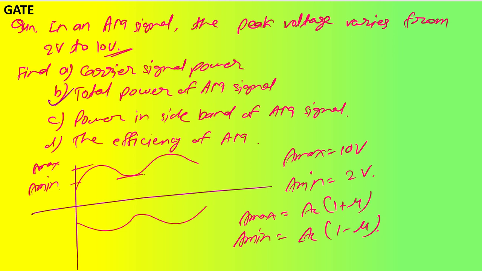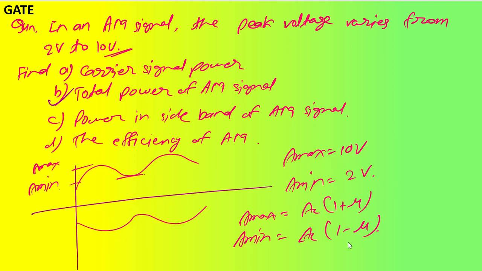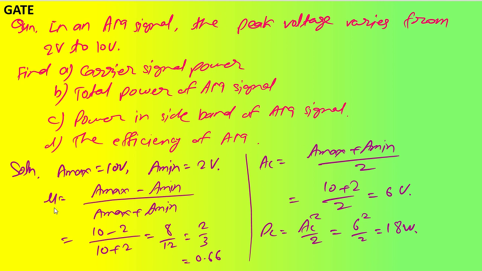I have done it for you: A max is 10 volt, A min is 2 volt, and mu is (A max minus A min) by (A max plus A min). If you solve this relation, you can subtract it, so (A max minus A min) by 2 Ac will come, and Ac comes as (A max plus A min) by 2. So mu is equal to (A max minus A min) by (A max plus A min), which is going to come up as (10 minus 2) divided by (10 plus 2), that is 8 by 12, that is 2 by 3, that is 0.66.